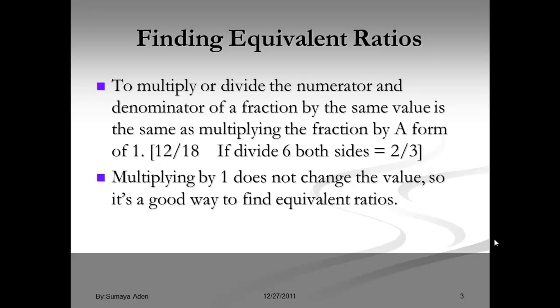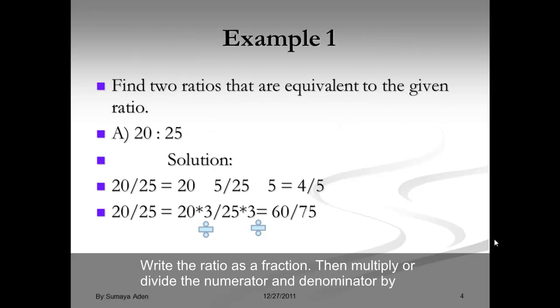Finding equivalent ratios. To multiply or divide the numerator and denominator of the fraction by the same value is the same as multiplying the fraction by a form of 1. 12 over 18: if you divide both sides by 6, it equals 2 to 3. Multiplying by 1 does not change the value, so it's a good way to find equivalent ratios.